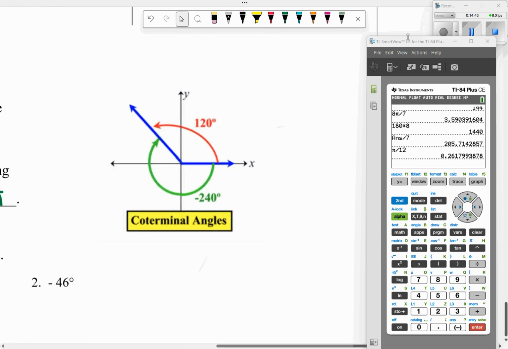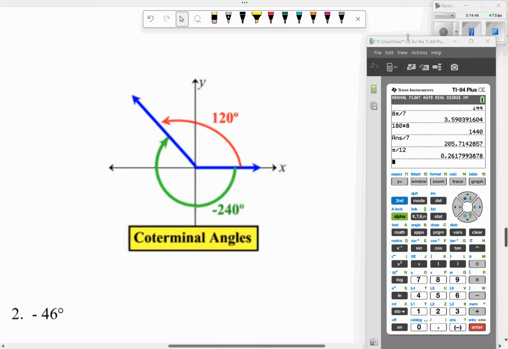So looking here, we can see that these are coterminal angles. They have the same initial side, which is the positive x-axis, this blue ray right here, and the terminal side, which is this ray right here in quadrant 2. So we would say 120 degrees and negative 240 degrees are coterminal.